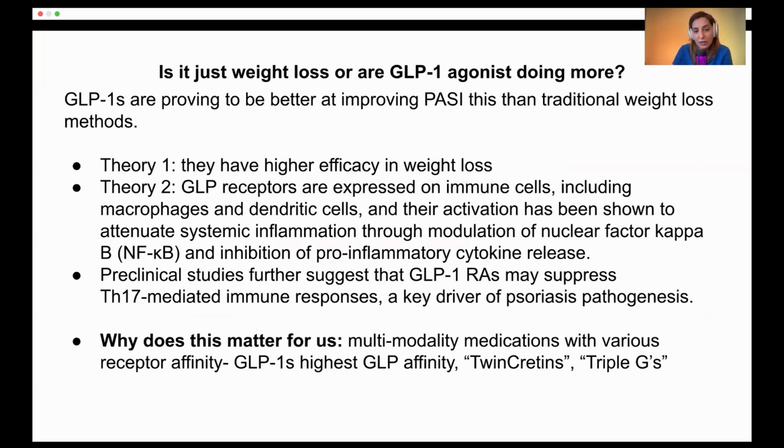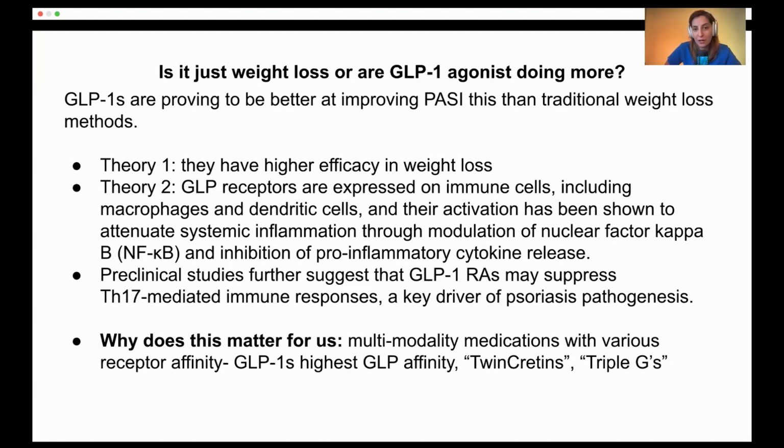There's one theory that they're just better at weight loss, but theory two is that we know GLP receptors are expressed on immune cells, including macrophages, dendritic cells, and their activation has been shown to attenuate systemic inflammation through modulation of factors like nuclear factor kappa B, or NF-kappa B, and inhibition of pro-inflammatory cytokines. And we know there's preclinical studies that show that GLP-1 receptor agonists suppress Th17 mediated immune responses, which we know is a key driver of psoriasis pathogenesis.